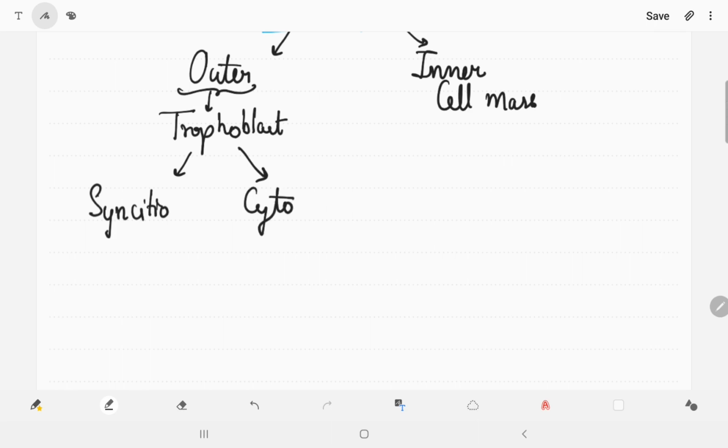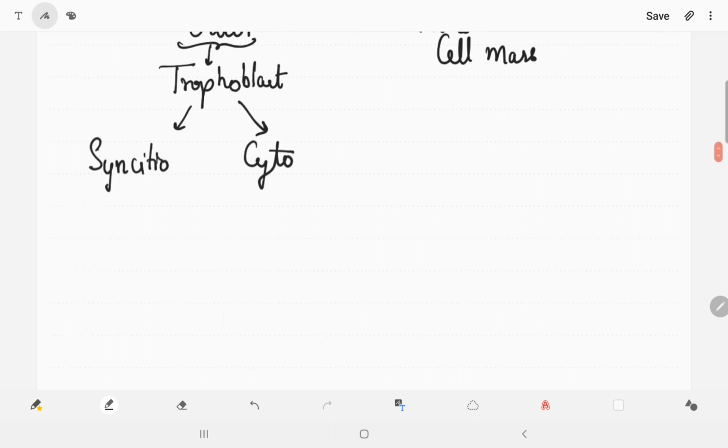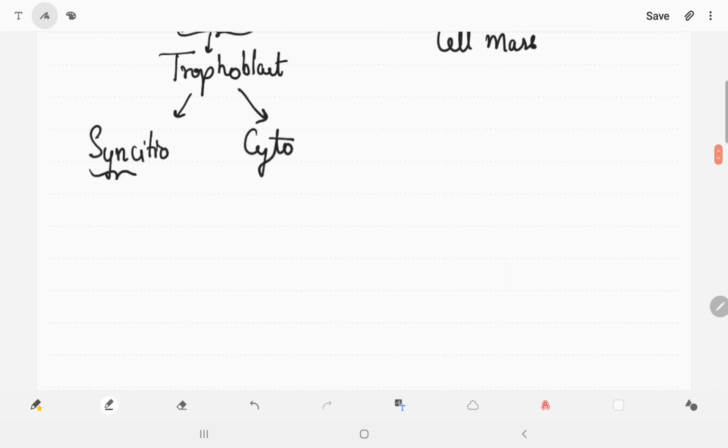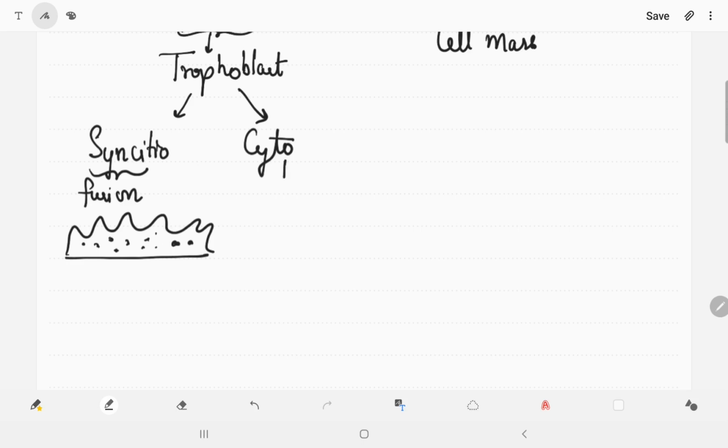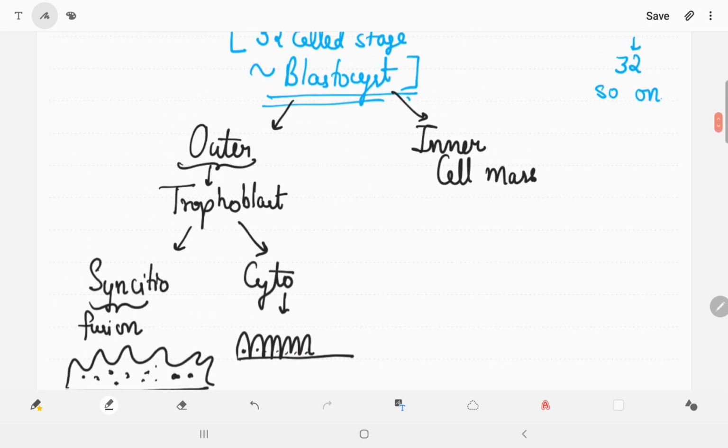Okay. Now a little detail about these 2 layers. Syncytium means fusion. Okay. So basically this layer has got these cells which are fused together. Their nuclei are fused together, right? You can see that there are no partitions in between the cells. Whereas cytotrophoblast consists of single cells with their own nuclei. Okay, so yes, this is a very minute detail. Now let us move on.